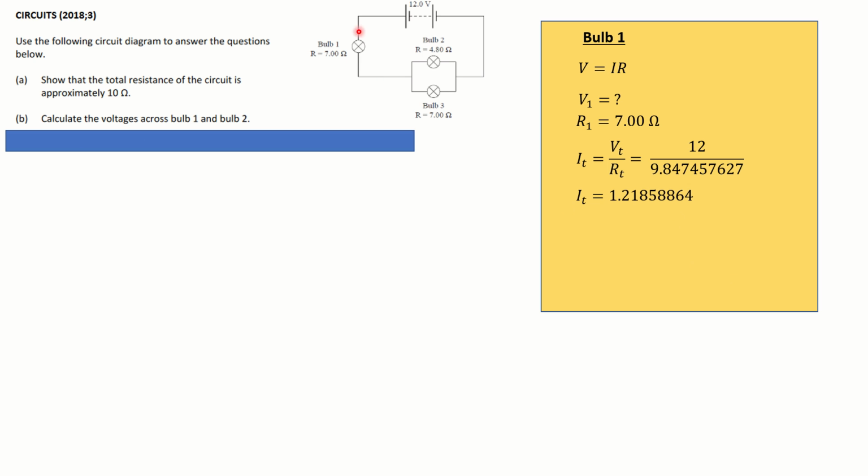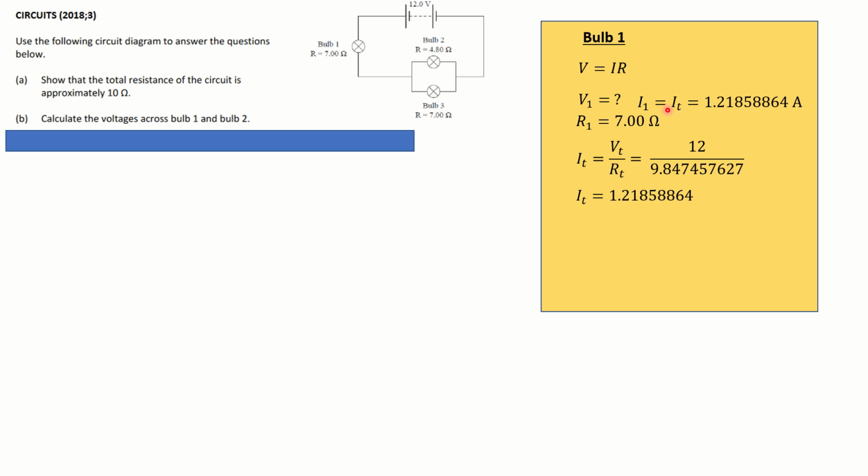The rule for currents in series, according to our table on 285, is that currents in series are constant. So the current for the whole thing is equal to the current for bulb 1, which is equal to the current shared by bulb 2 and bulb 3. So the current for bulb 1 is going to be the same as the total current for the whole circuit, which is going to be 1.218, etc.